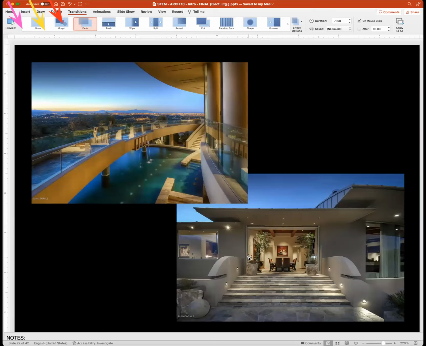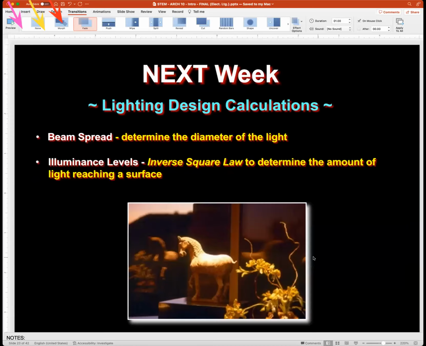And then, of course, we want to create lighting, as I said, which creates mood, but enhances rather than distracts from the background. All right. Next week, we're going to be talking about lighting design calculations. Particularly, we're going to be doing beam spread to determine the diameter of the beam of light so we can hit something like this 1,200-year-old sculpture here of the horse. And we want to look also at the calculations for the illuminance levels, in particular, the inverse square law, which is going to be used to help us determine the amount of light reaching a surface.